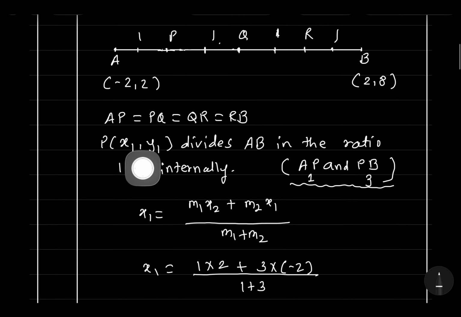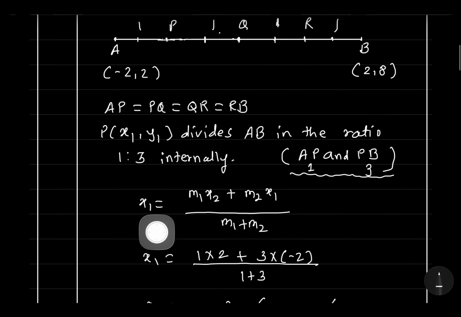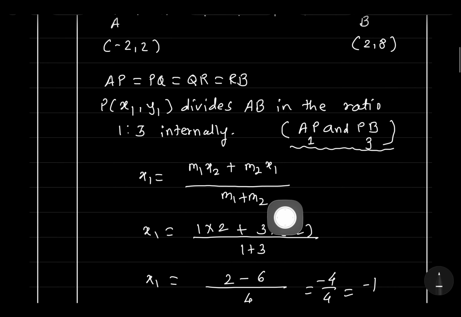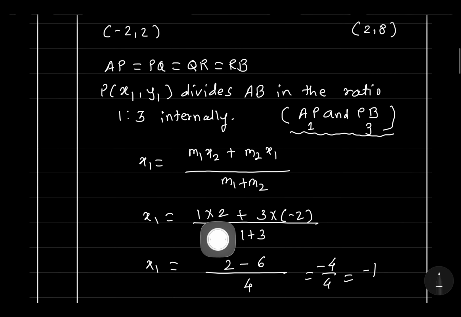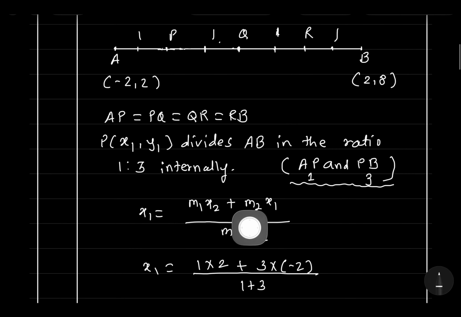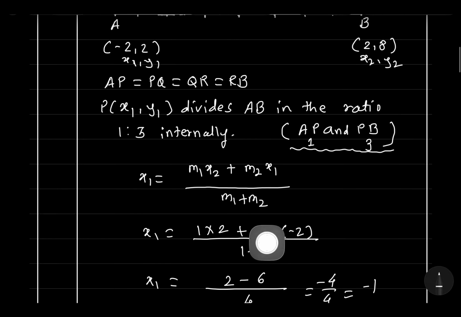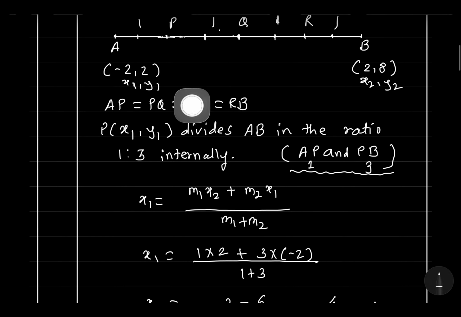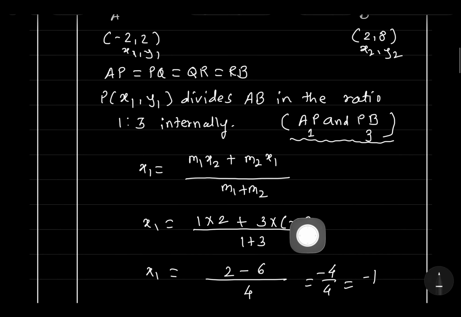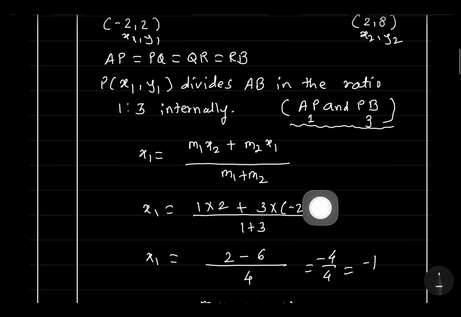Now we have to find this x1 coordinate. x1 equals (m1 x2 plus m2 x1) upon (m1 plus m2). Here m1 is 1, x2 is 2, m2 is 3, and the x-coordinate of A is -2. All of this is already given, and with its help we are finding x1. m1 plus m2 means 1 plus 3.